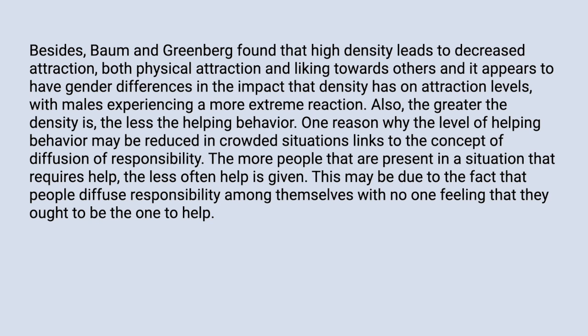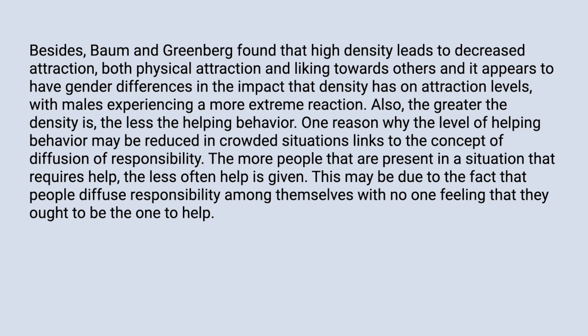Besides, Baum and Greenberg found that high density leads to decreased attraction, both physical attraction and liking towards others, and it appears to have gender differences in the impact that density has on attraction levels, with males experiencing a more extreme reaction. Also, the greater the density is, the less the helping behavior.